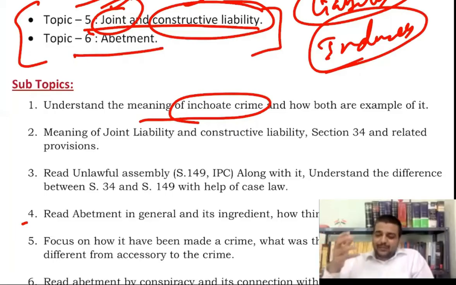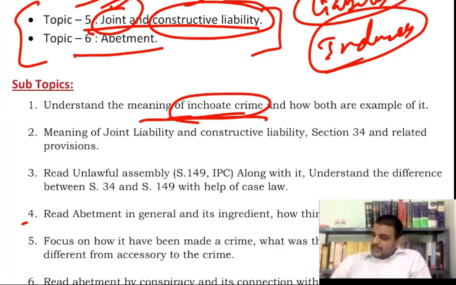That is why these are referred to as preliminary: the act which is about to become a crime. Up to where public policy dictates, or up to where the state dictates that the act has reached a certain level that it should be punished, that philosophical aspect you have to understand about inchoate crime. What is the reasoning behind having this preliminary crime? Constructive liability, abetment, conspiracy, unlawful assembly are all examples of inchoate crime. So you have to philosophically understand its meaning. Quite simple.